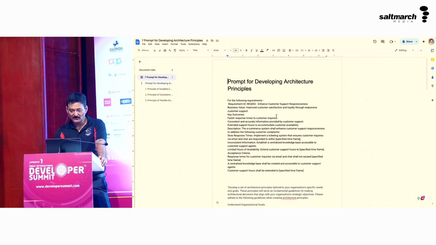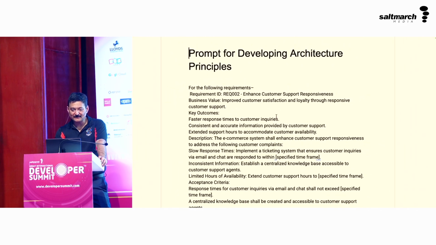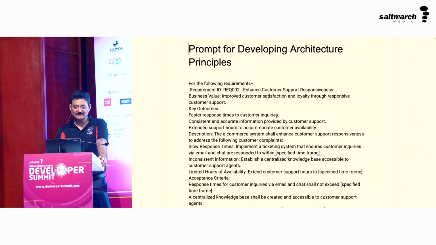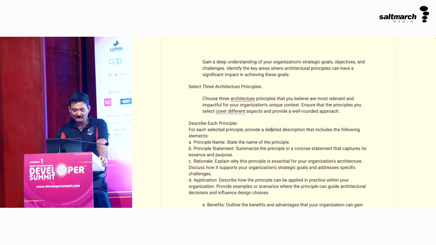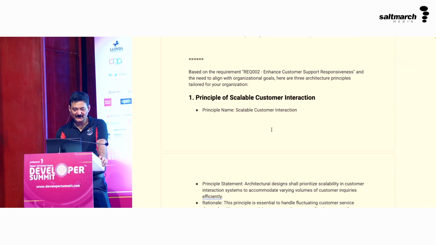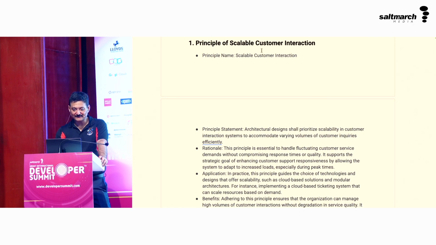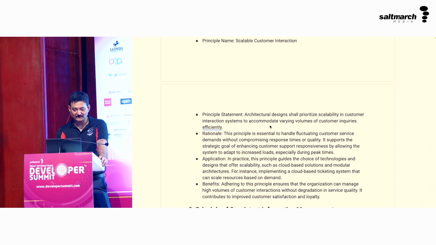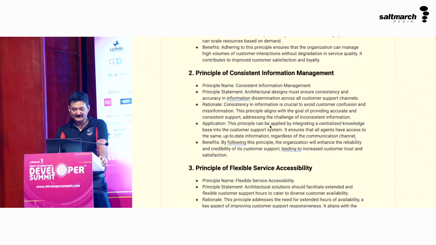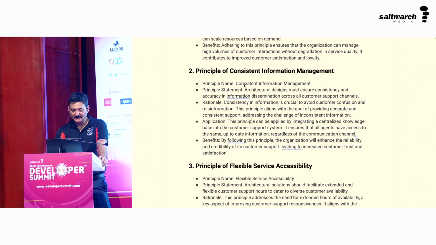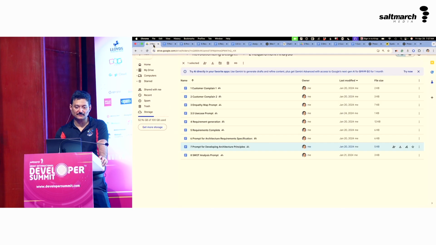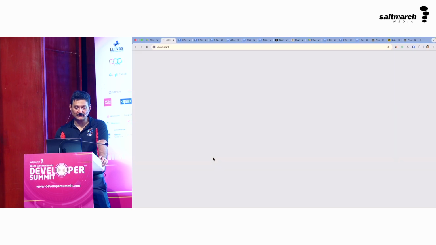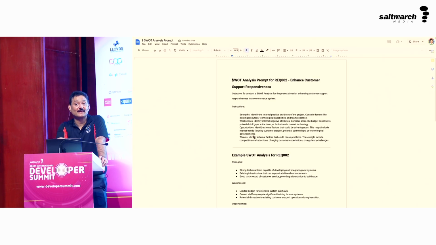Okay. Now, developing prompt for the principles. Now this is just like architectural principle. For this requirement, give me the principles. Okay. So I'll be able to get the principles. Scalable interaction, that's the principle name. And the second one is consistent information management for data. So all those principles will also be coming out of this. And you can also do the same thing for the SWOT analysis.